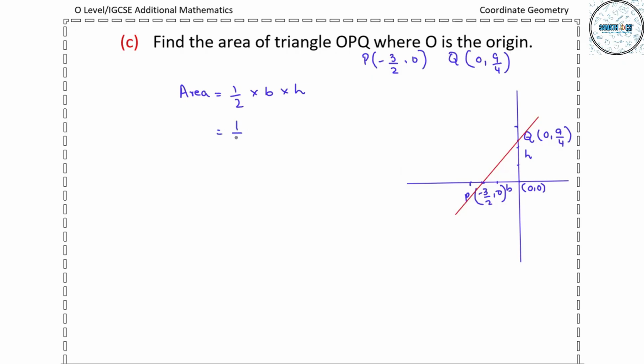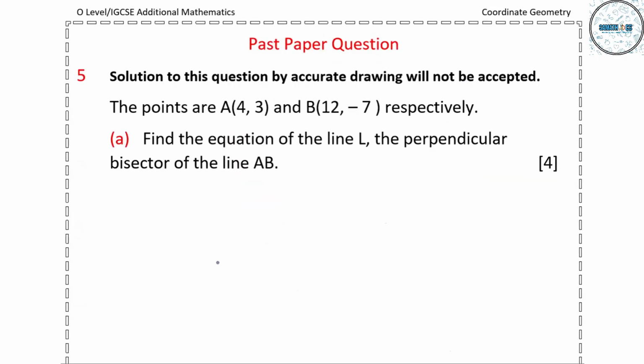So base here is 3 upon 2. We will not be considering the negative sign because we have to consider the distance from here till here. We have to use the absolute value, which is 3 upon 2 multiplied by height, which is from here till here, 9 upon 4. So we have here 3 nines are 27 and 2 into 2, 4, 4 fours are 16, 27 divided by 16, which is 1.6875.